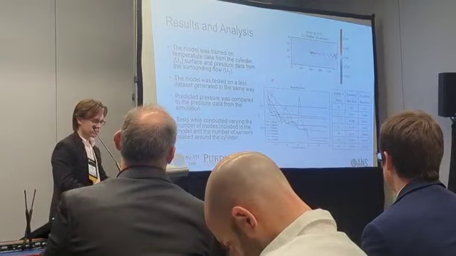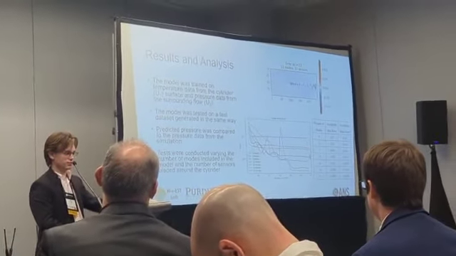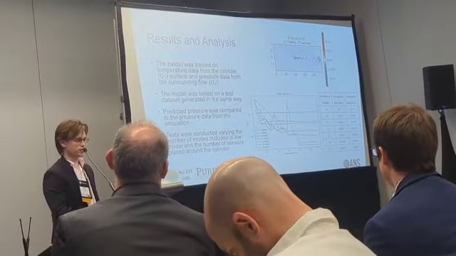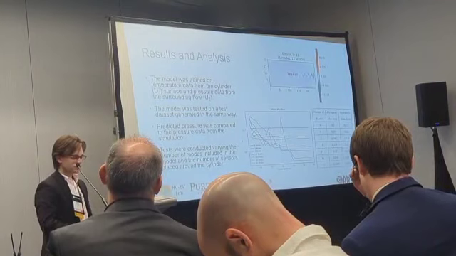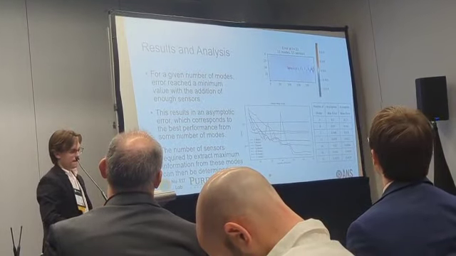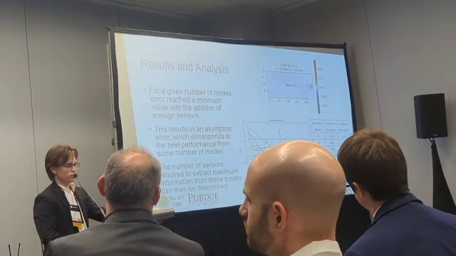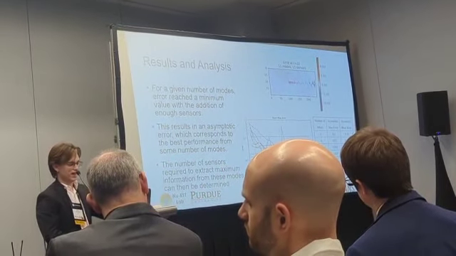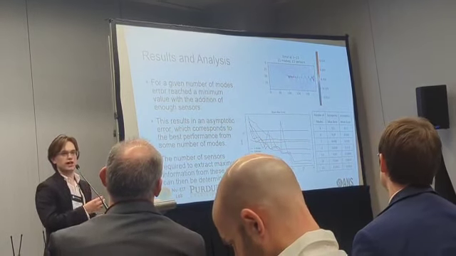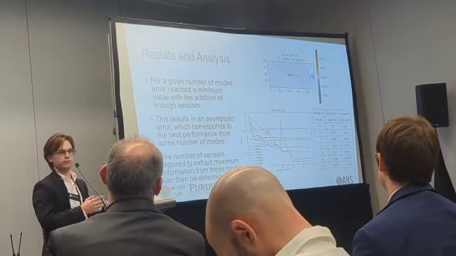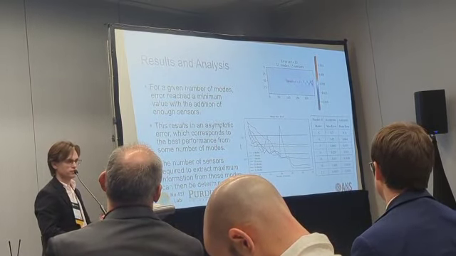And I summarize the results here. These lines are different numbers of modes being used. The x-axis is our number of sensors, the y-axis is error, lower is better. And what you'll notice is that as we increase the number of sensors, for any given number of modes, we eventually level off and reach this asymptotic error value, as I termed it. That indicates that we have used an amount of sensors that we've squeezed the rock dry. We can't get any more information out of that number of modes.